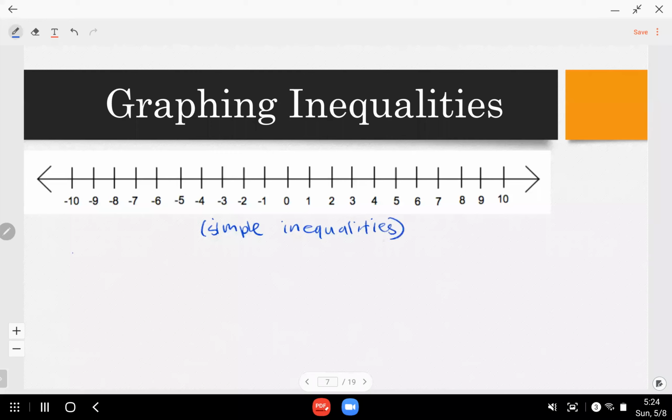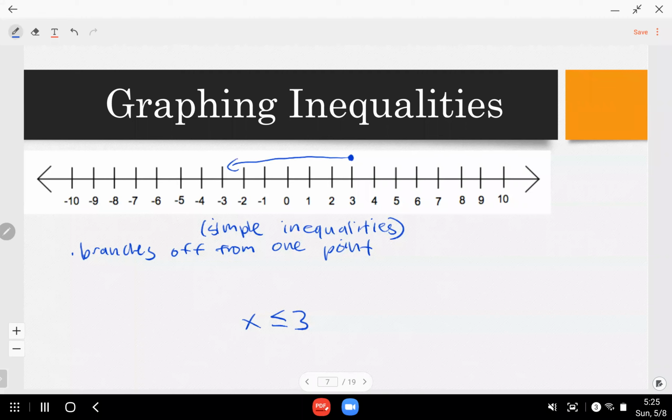What does it look like? It branches off from one point. Let's look at this example: x is less than 3. What is that point? It's going to be 3, and of course it's going to be closed. Since it's less than 3, it's going to branch off like this.